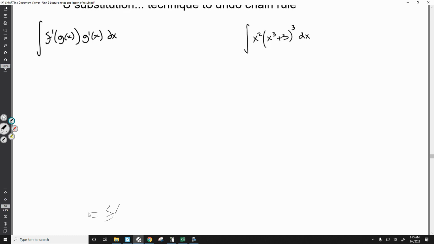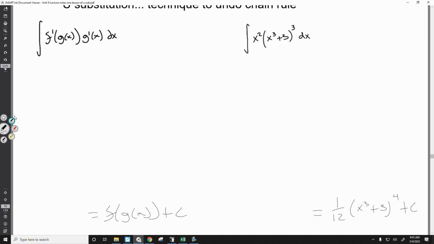This answer is f of g of x plus c. This answer was 1/12 (x cubed plus 3) to the 4th plus c. I showed you how to get this answer, thinking of this as being, oh, this is a chain derivative. I can undo the outside, leave the inside alone. Realize what the derivative of the inside would be, and put something in front so that it's going to get rid of what I'm going to have, okay?